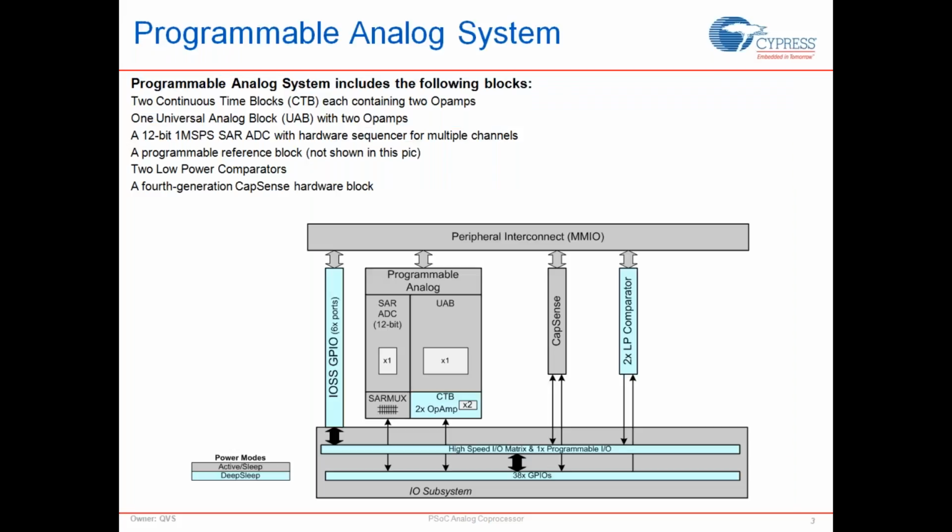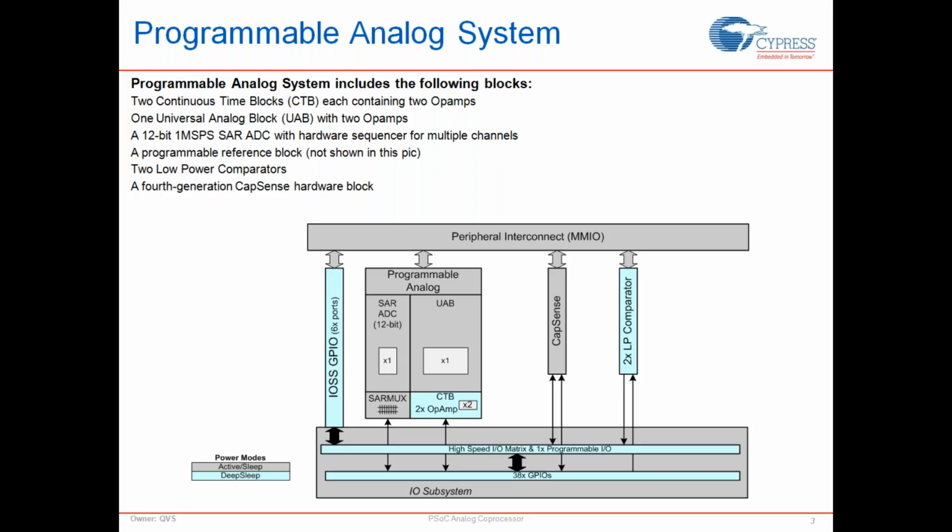So I'm going to go ahead and bring up a slide that gives you a brief overview of what the analog subsystem in this device looks like. Well, it's an analog coprocessor, so a major part of it is the analog subsystem. What you have is a programmable analog block, which has a SAR ADC in it, a 12-bit SAR ADC that goes up to 1 megasamples per second.